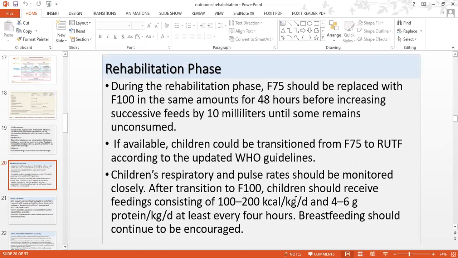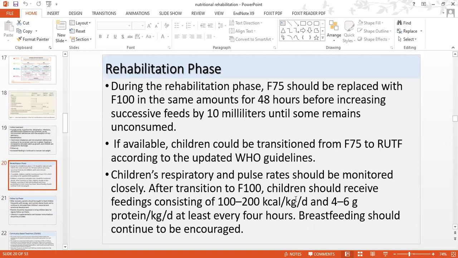In the rehabilitation phase, we will learn about the F75 and F100 formula. The F75 should be replaced with the F100 formula in the same amount for 48 hours before increasing the successive feed by 10 milliliters until some remains unconsumed. As I said, F75 and F100 are the two formulas which are used for the rehabilitation phase. And here's the guideline that during the rehabilitation phase, the F75 formula is replaced with the F100 formula in the same amount for 48 hours before increasing the feed.